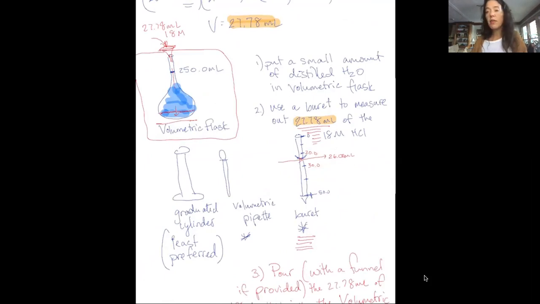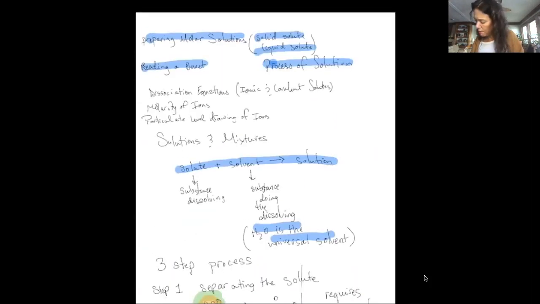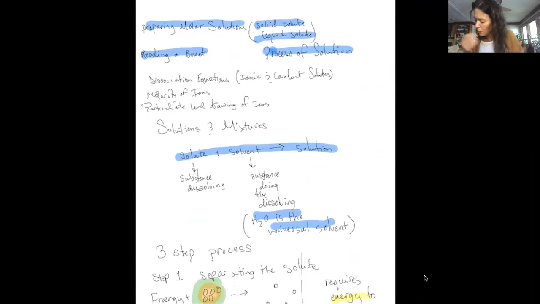Okay, so I'm going to leave that there, and then I'll make part 2 of this video, and we'll finish it up. What do we need to finish that up with? Oh, molarity. Okay, that all goes together. Dissociation, molarity, particulate. All right, great. So I'm going to stop. I'm going to end.